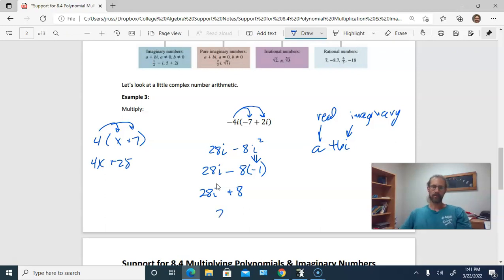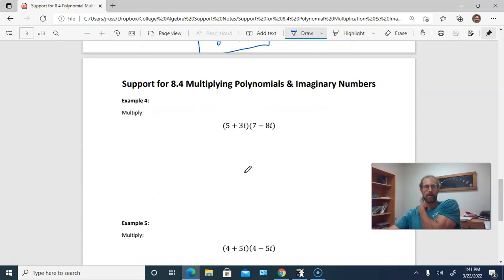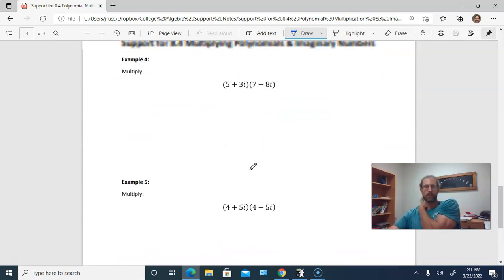And so because of that, I'm going to swap the order here. I'll put my 8 first and then my 28i second. Okay. And the homework may even tell you to make sure you put your answers in this form. Okay, so 8 plus 28i. So this is our result, and this is another complex number. Okay. All right, let's do a couple more.